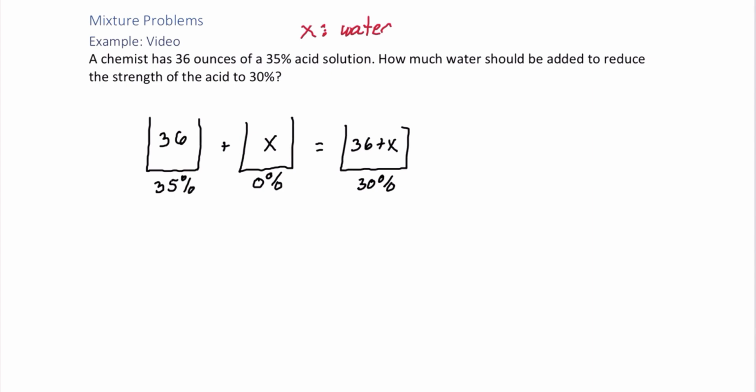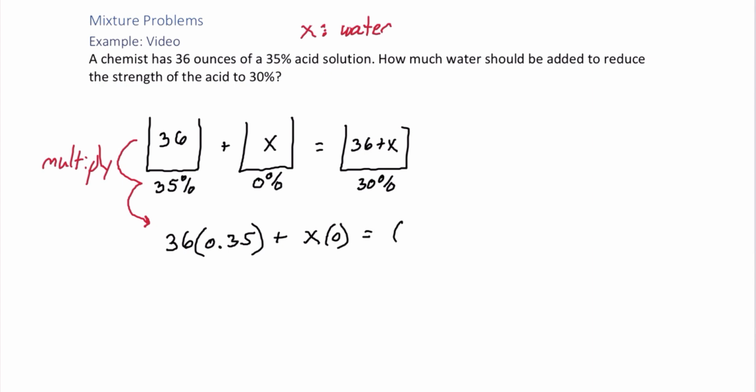Now we can create the equation. And to do that, we will simply multiply down on what we have. 36 times 0.35 plus, again, multiply down, X times 0 equals, again, multiply down, 36 plus X times 0.3.